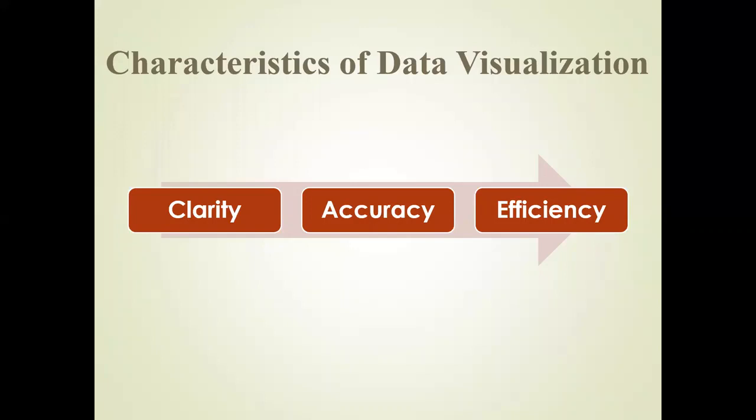Next is accuracy, the precision with which you present information. It should not give inaccurate information, which means there should be precision. It should give the right message to the people, and it should be correct. Accuracy is very important, because if you give inaccurate data which is not correct, it will have a negative impact on the business and decision making.